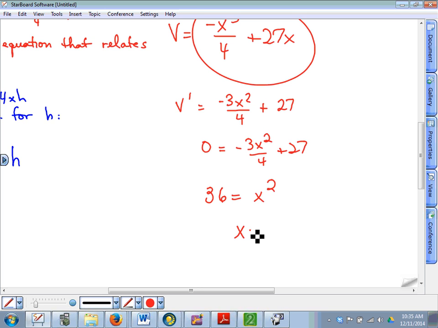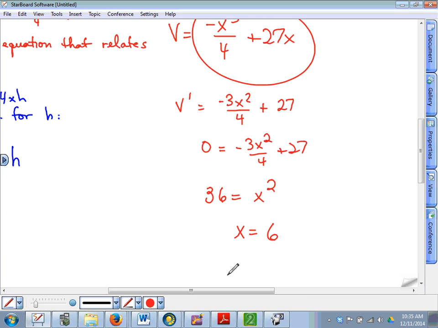Plus or minus 6. Now, technically speaking, x does equal plus or minus 6, but you have to think that this is a problem in terms of real-world context. X is a distance. You can't have a negative distance. So the only feasible solution is x equals 6.